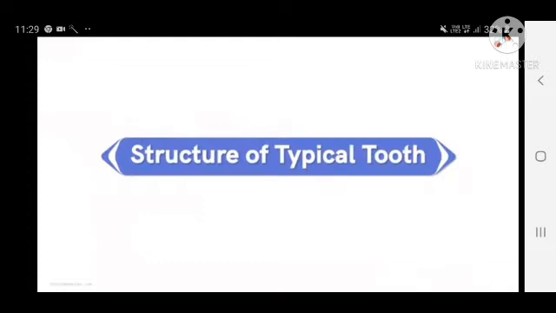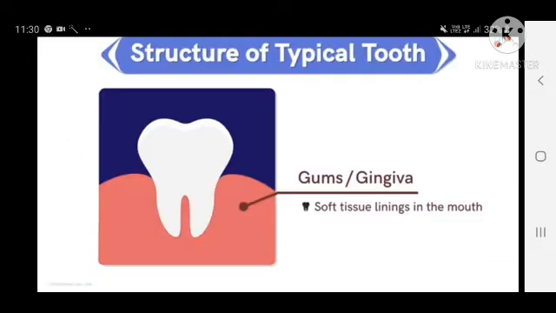Now next we will study the structure of a typical tooth. What does it contain internally, what does the tooth look like. Now you might have seen that the teeth are embedded inside a soft tissue which is called gums, or another name, gingiva. This is made up of soft tissue lining in the mouth which anchors and holds your teeth.